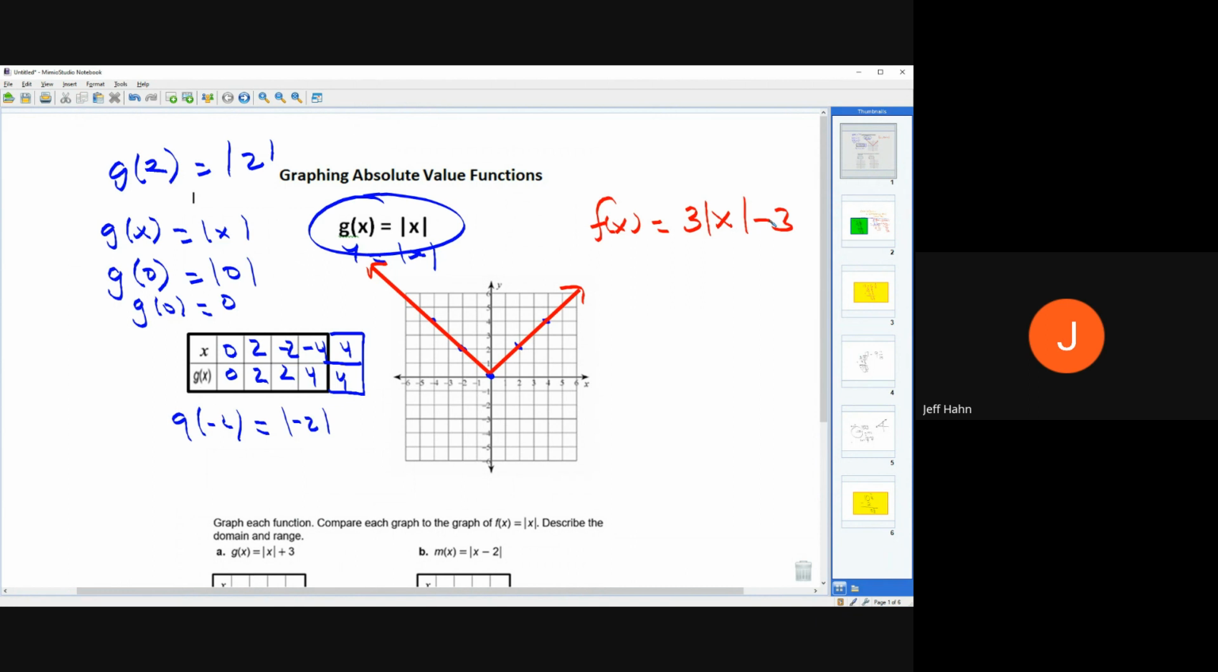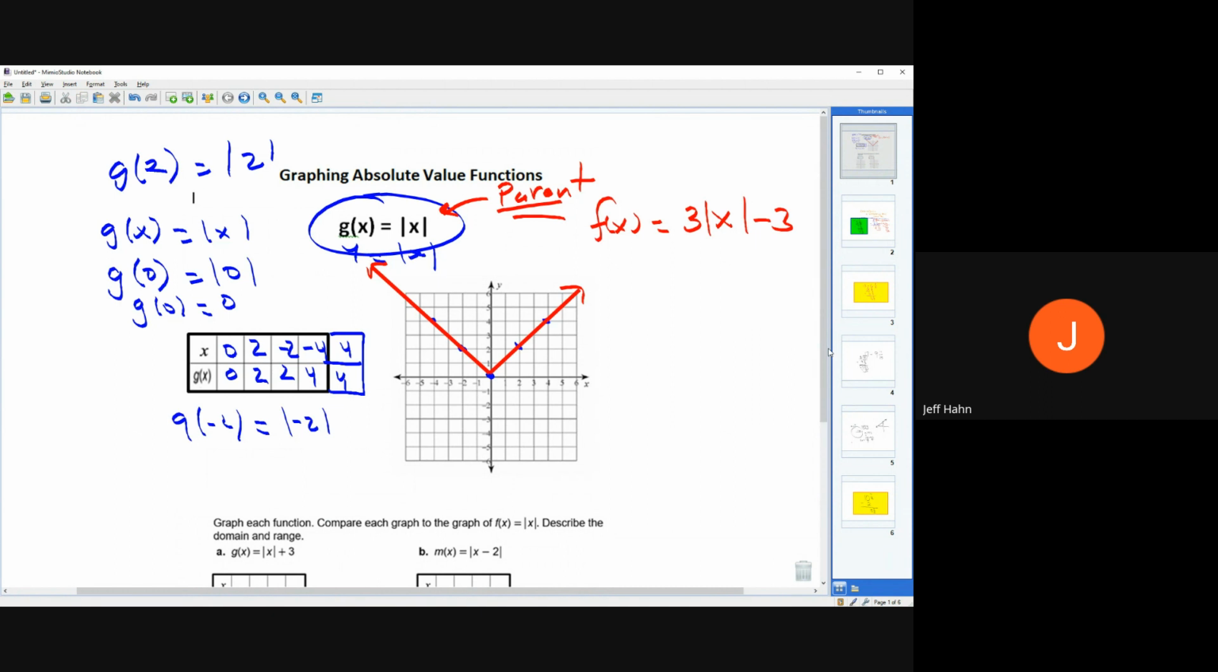Okay, we call this the parent function. It's the parent of this. In other words, if you stripped all the numbers away, you're left with Mr. Parent there. Okay, now, looking at what happens down here to this, you know what, let's just for fun review this here. Let's look at the domain and the range of this.